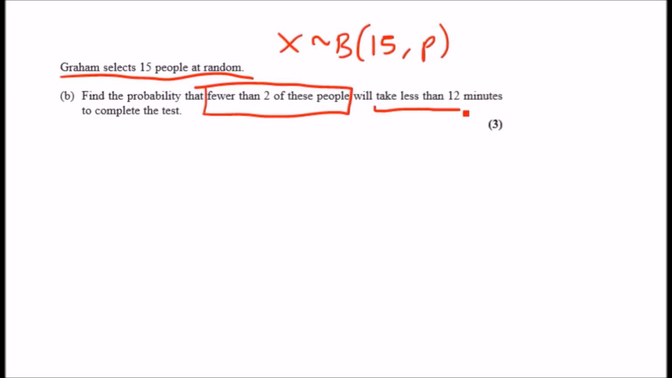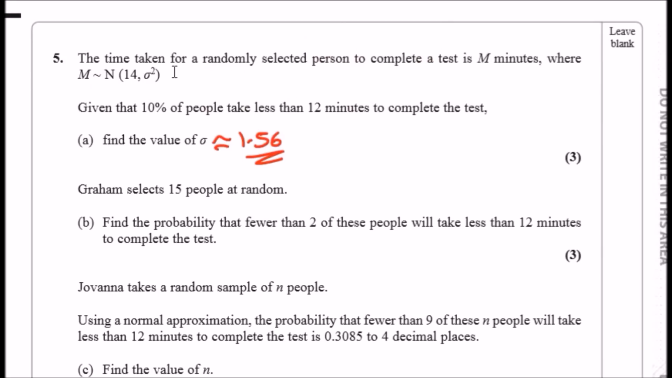We can ignore this statement. This is just a distribution where we had the M1 from the previous question, where M was represented as minutes. This is the time taken, and this statement here, less than 12 minutes to complete the test, is the proportion we're talking about. We're talking about 10% of the people. Again, we're talking about people in this case. So now our p-value would actually be 10%.